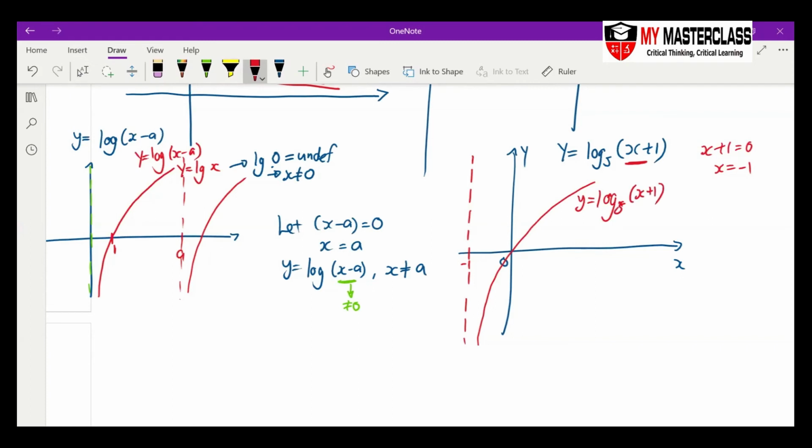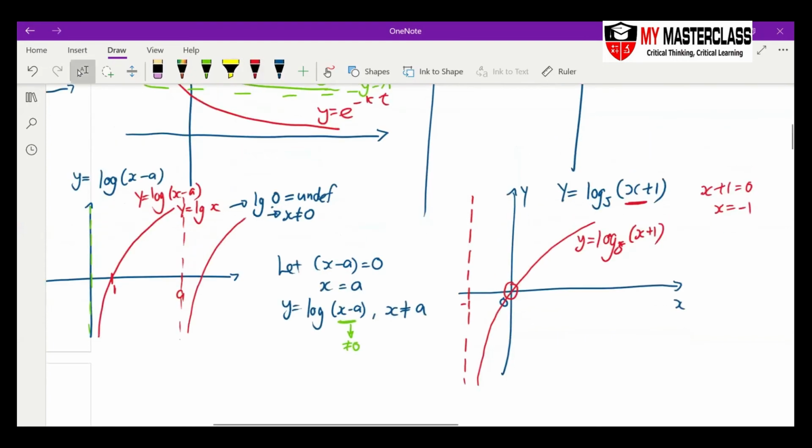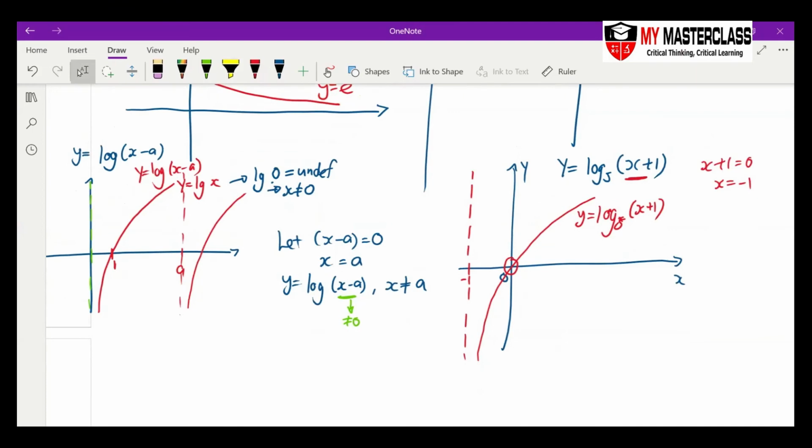Okay, another thing is, how do I know that it passes through here? 0. Very important. So can you see a pattern here? What's the difference between this graph and y equals to log x? You are moving it backwards by 1 unit. So if you are adding 1 to the x, you're actually moving it backwards by 1 unit.